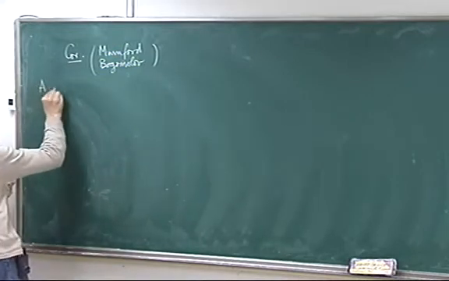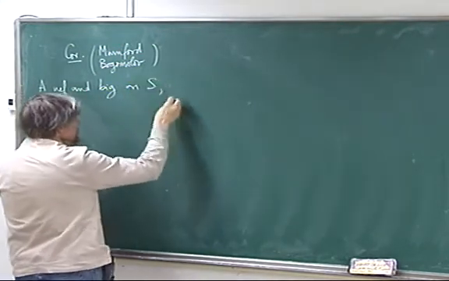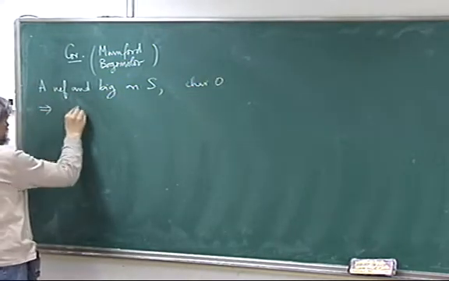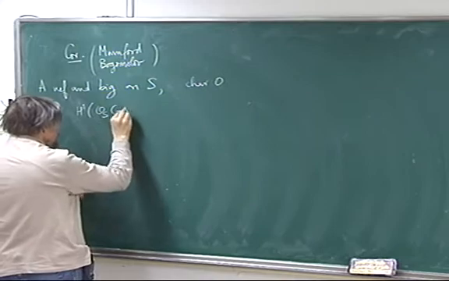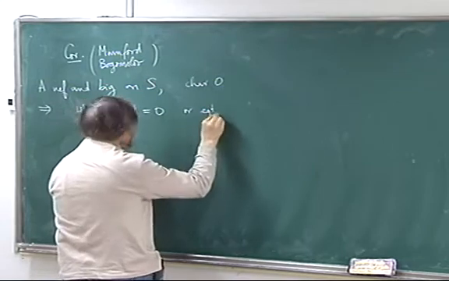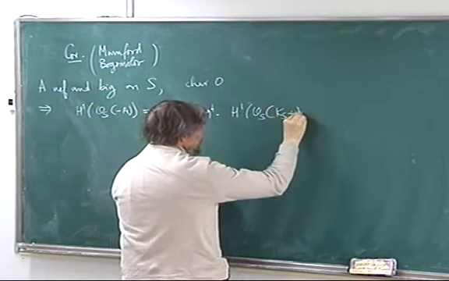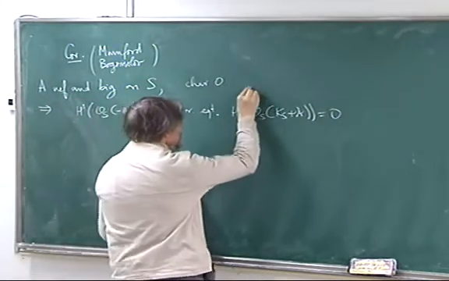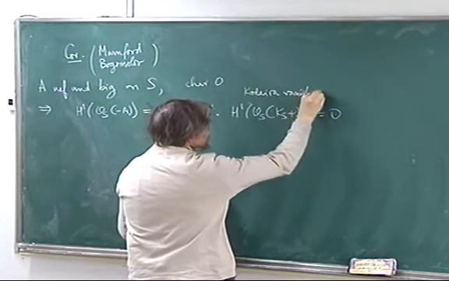So A is nef and big on S, and characteristic 0 implies that H1 of OS of minus A equals 0, or equivalently H1 of OS of KS plus A is 0. Right, so this is Kodaira vanishing on S.